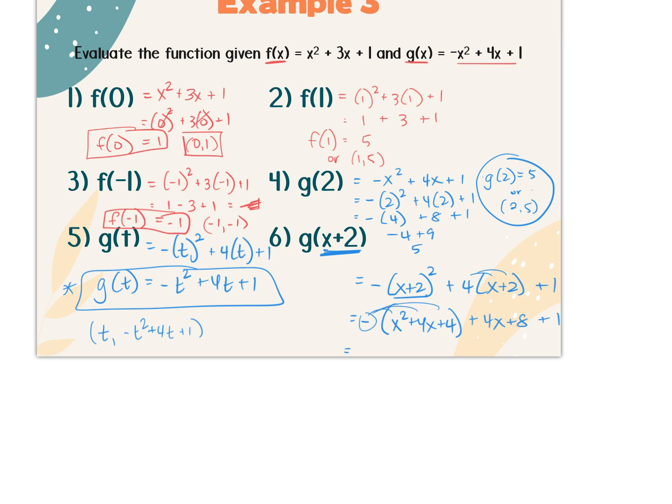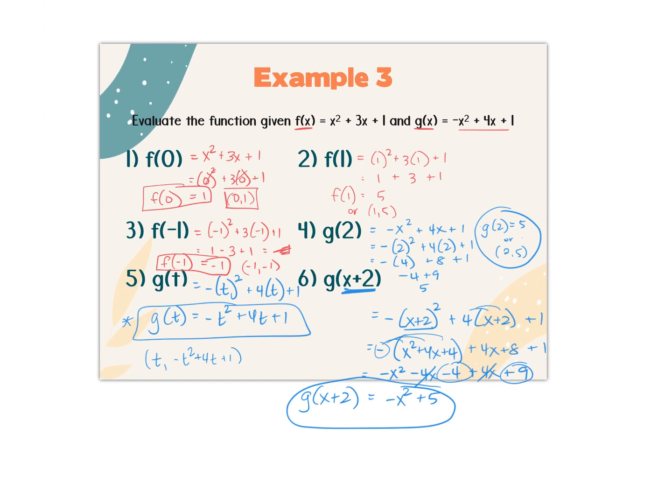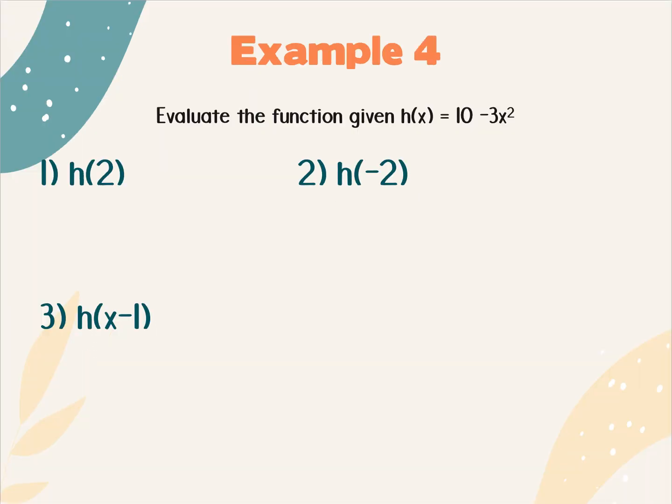So I'm going to expand this out to minus x squared minus 4x minus 4 plus 4x plus, and I'll add 8 and 1 and make it 9. Now minus 4x and plus 4x will cancel. So I'll get minus x squared, and then the minus 4 and the plus 9 will be plus 5. And so the value of the function when x is x plus 2 is going to be this answer, negative x squared plus 5. And that's really the solution. So again, it's just about plugging these values in for x.